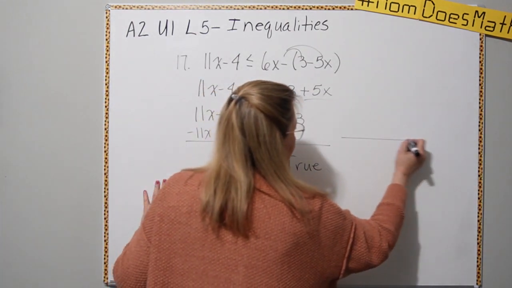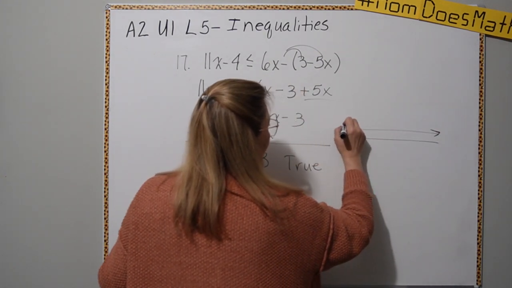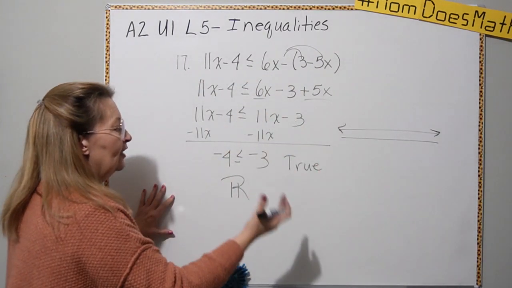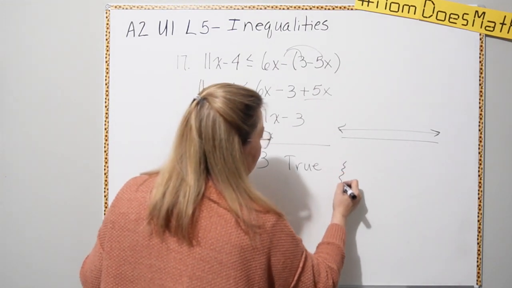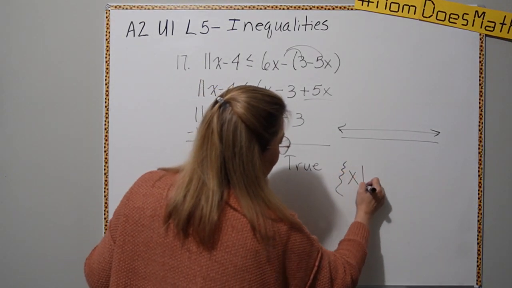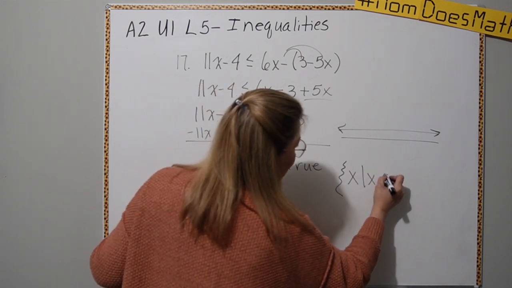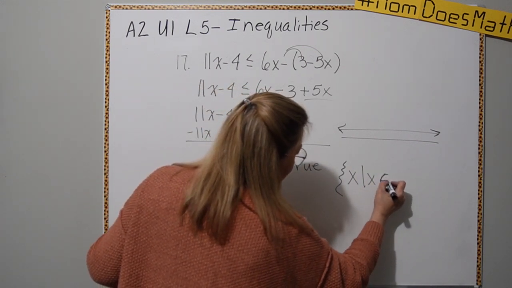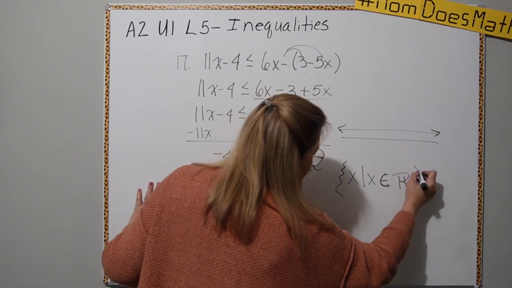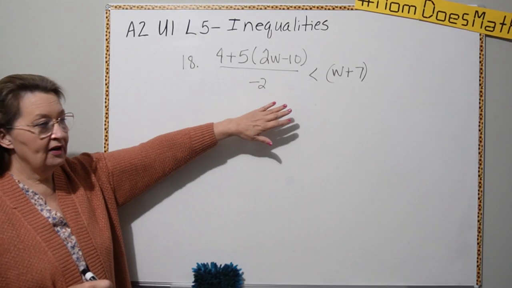So how do you graph this? Well, like I said before, you're just going to draw a line that goes all the way from one end to the other. Now, how do you put this in set builder notation? We're going to have our variable x such that x, and we use this symbol. This means is a member of. And then your symbol for the set of all real numbers. Okay, one more. Okay, here's our last one.